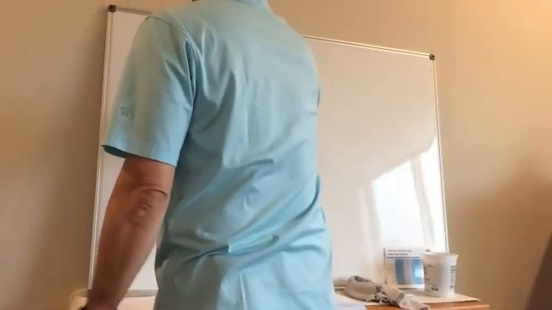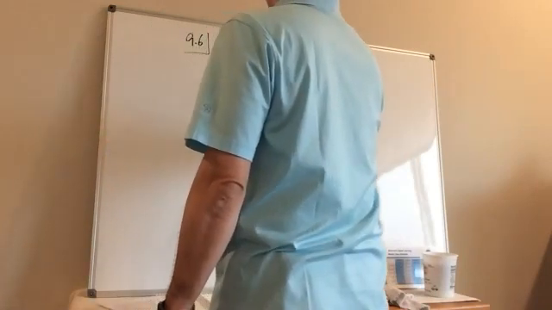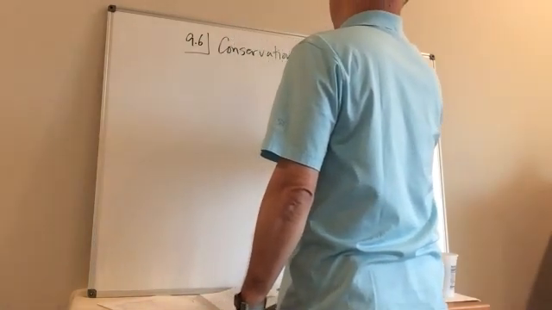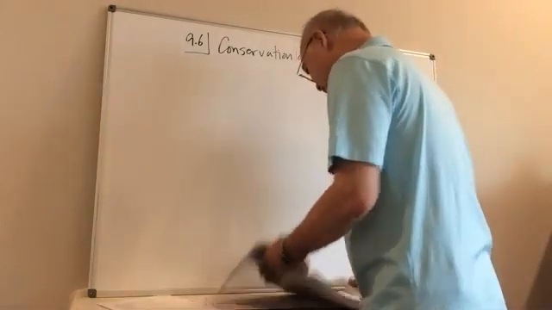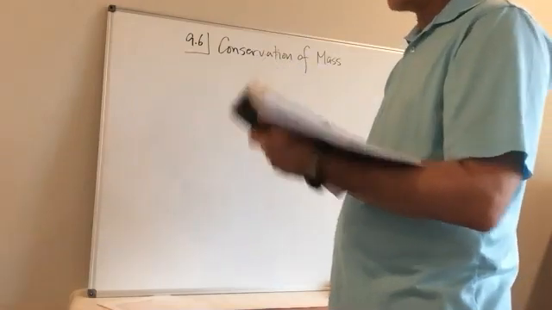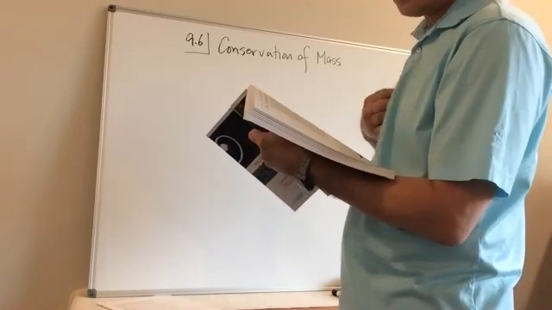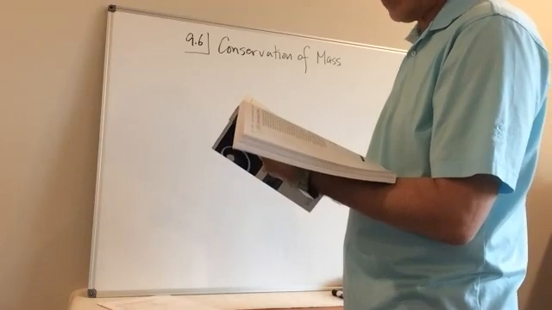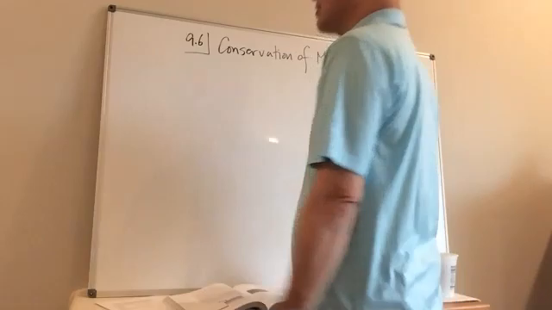Let's go ahead and move on to 9.6, conservation of mass. Conservation of mass basically says what goes in must come out. Simply stated, the conservation of mass says that we cannot create or destroy mass.